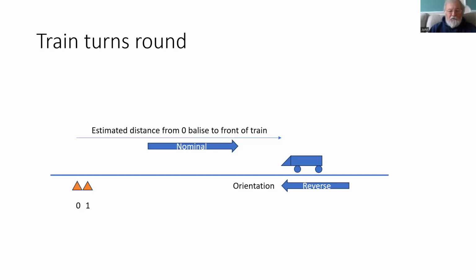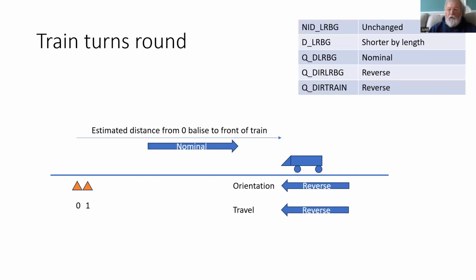The leading cab is now on the left-hand end. And similarly, the direction of travel will be reverse because it is going from right to left. And that will be reported in the position report sent as part of start of mission. The distance to the LRBG will have been reduced by the length of the train because the front of the train is now at the left-hand end rather than the right-hand end.